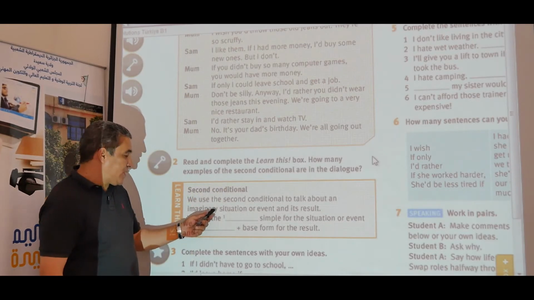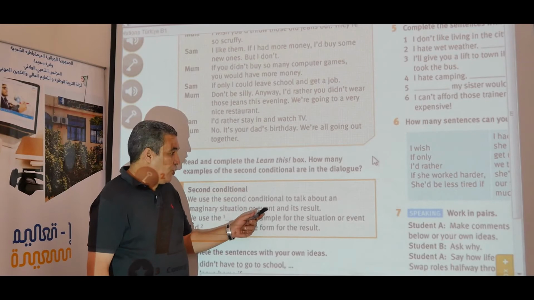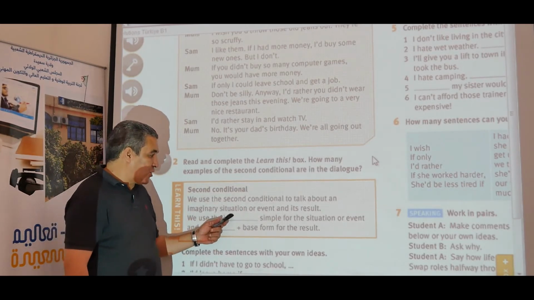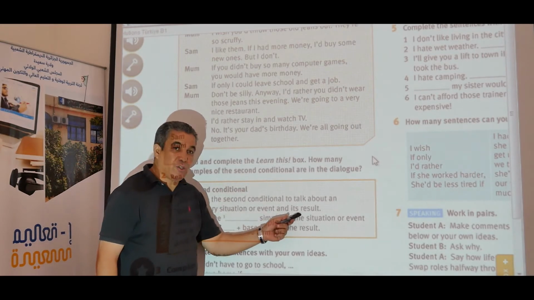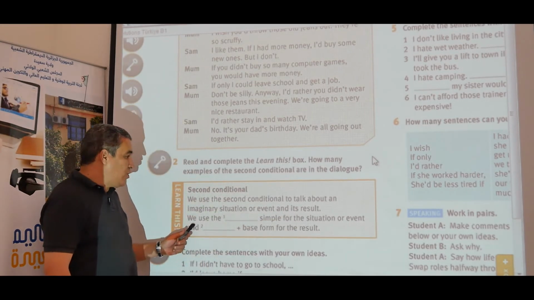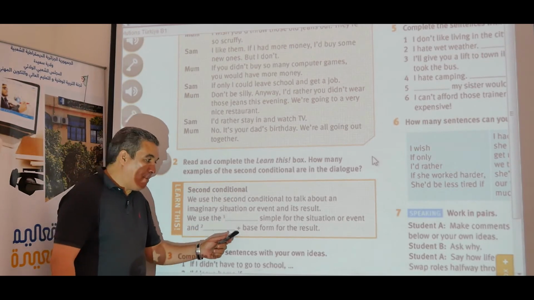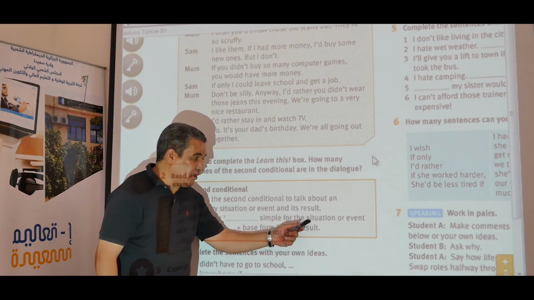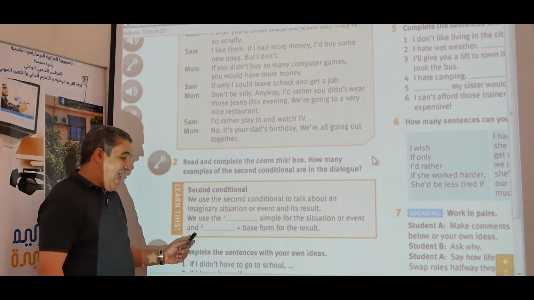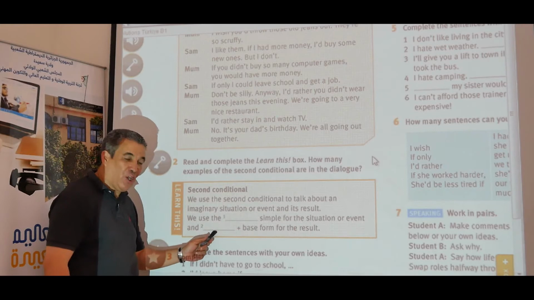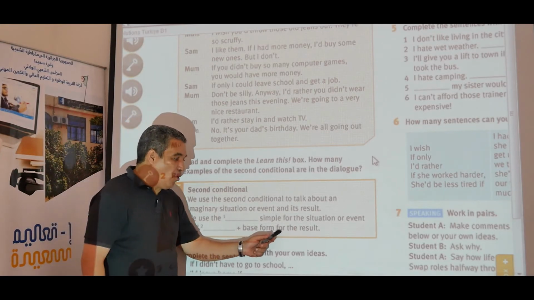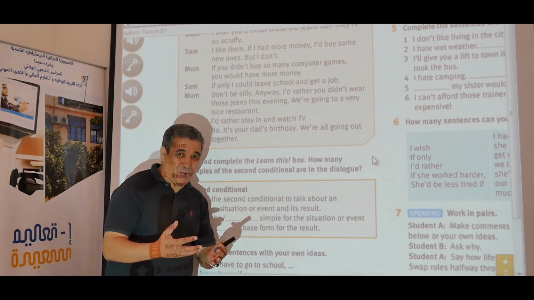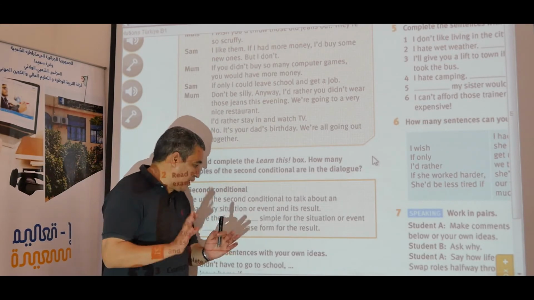We use the second conditional to talk about an imaginary situation or event and its result. We use the past simple for the situation or event, and would plus base form for the result. Would plus the base form. By the base form here, we mean the infinitive without to, just the base form.